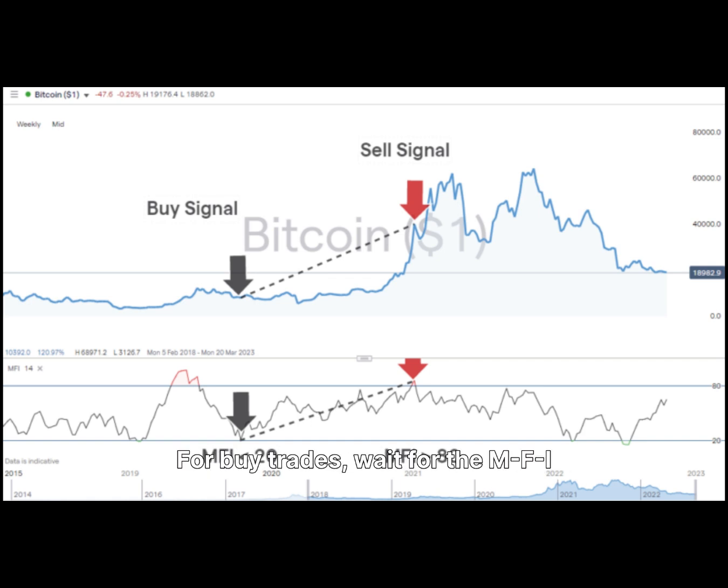For buy trades, wait for the MFI to drop below 20 into oversold territory. When it crosses back above 20, enter a long position. Place your stop loss below the recent swing low.